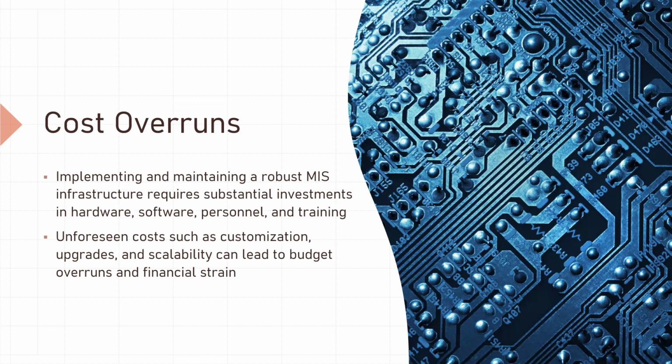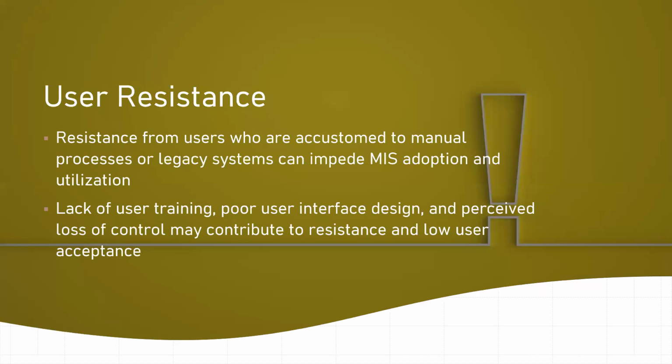Another major problem in MIS is cost overruns. Implementing and maintaining a robust management information system infrastructure requires substantial investment in hardware, software, and personnel training. Unforeseen costs such as customization, upgrades, and scalability can lead to budget overruns and financial strain.